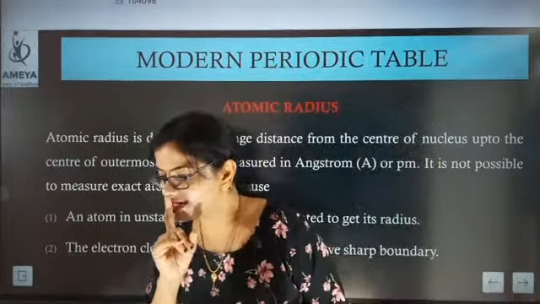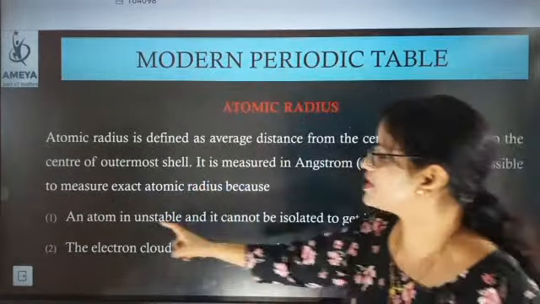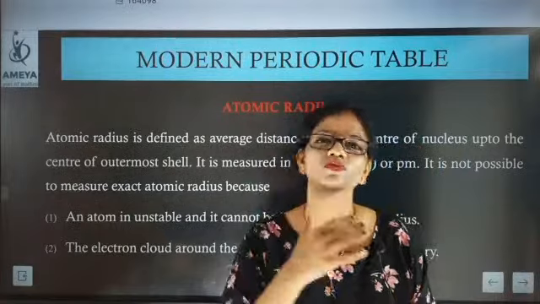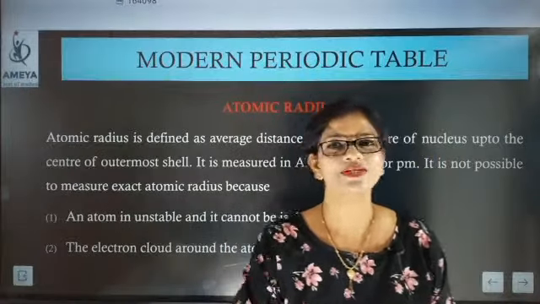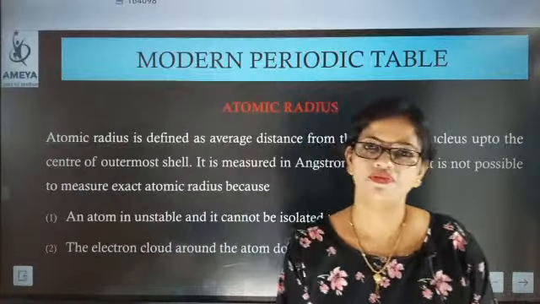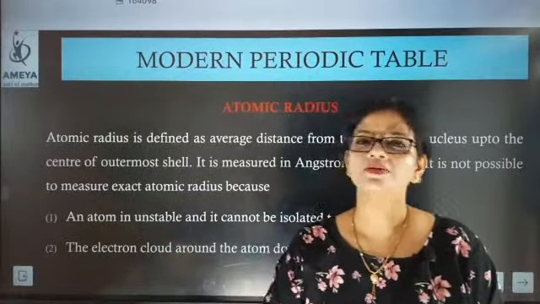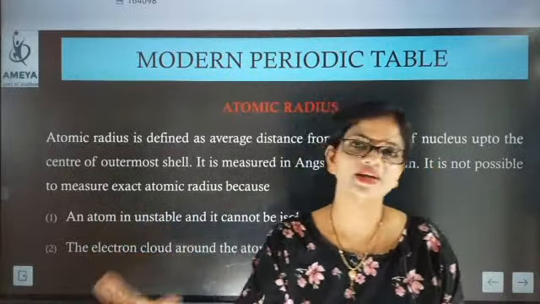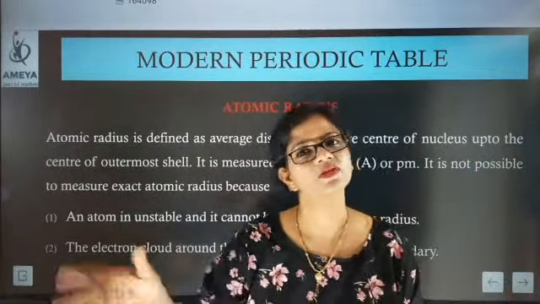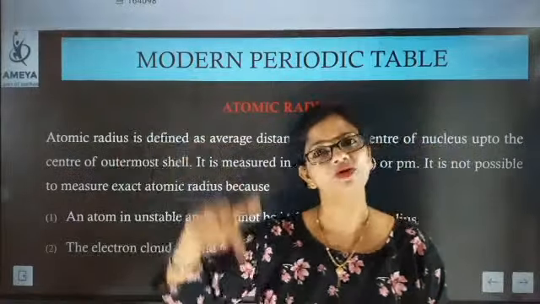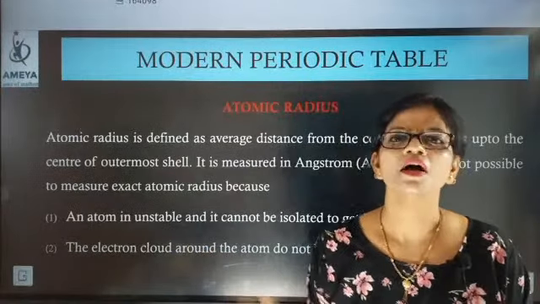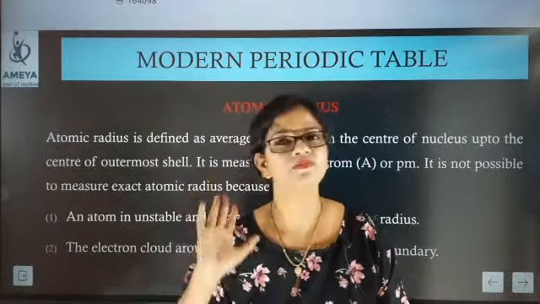You have to understand this point. An atom is unstable and it cannot be isolated to get its radius, because atoms cannot stay alone, they need a friend to talk to. In school you cannot be alone, so you definitely have a friend. In the same way, atoms cannot be isolated. If isolated, an atom will be unstable, and it will again combine with something and form a compound, which becomes the stable state. So to get the atomic radius we isolate it, but at that time it is unstable, so we cannot get the perfect atomic radius. That is the simple concept there.